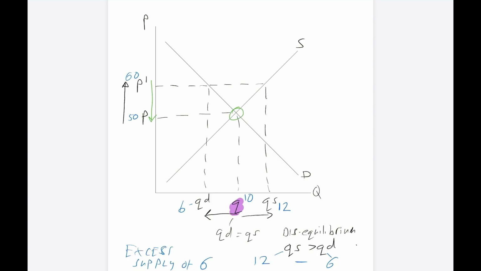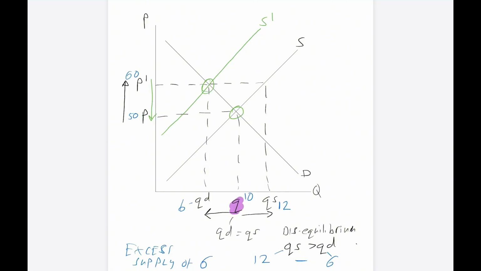The alternative is for the firms to see that the quantity demanded has decreased at the price of 60. That sends out a signal for firms to actually decrease the supply. So that would be an inward shift from S to S1. As a result, we have an equilibrium point here at the price of 60, where the quantity demanded will be 6, and also the quantity supplied will be 6. And because the quantity demanded and the quantity supplied are the same amount again at 6, the market returns to equilibrium.